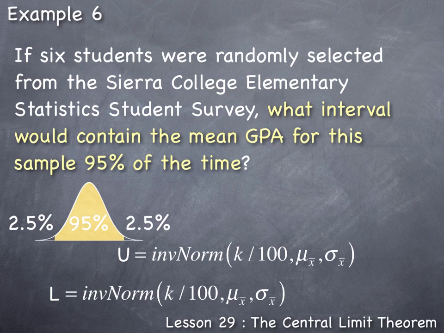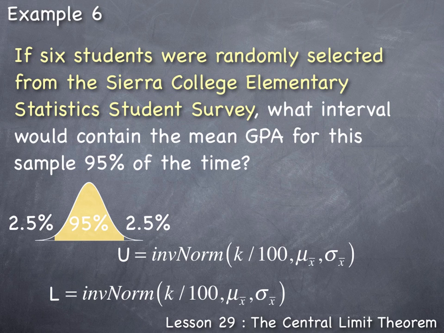The results of the central limit theorem tell us that the mean of the sample means is the same as the mean of the population from which it was sampled. And the standard deviation of the sample means is the standard deviation from the population from which it was sampled divided by the square root of n, the sample size. So in this case, the sample is 6 students randomly selected from the Sierra College Elementary Statistics Student Survey. So the Sierra College Elementary Statistics Student Survey is our population in this case.